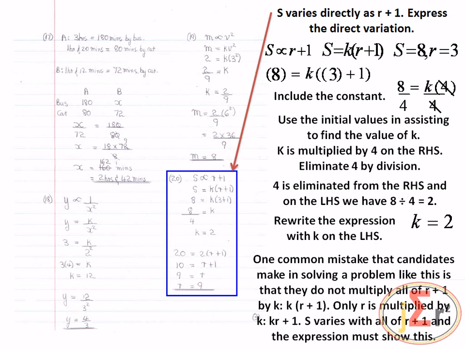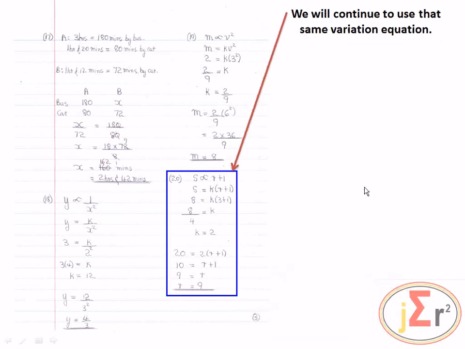S varies with all of R plus 1, and the expression must show this. So the expression must demonstrate that S varies with R plus 1 by taking all of R plus 1 and multiplying that by K, by including brackets as we have right here. We will continue to use the same variation equation. Which one? S is equal to K times all of R plus 1.